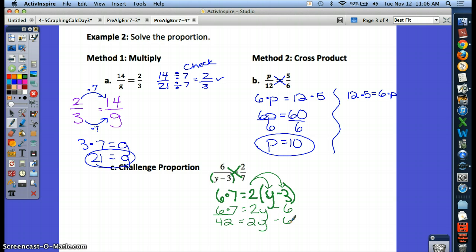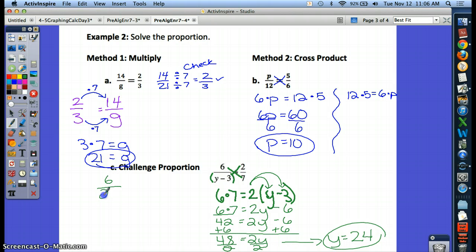Now you've definitely seen this. So go ahead and add 6 to both sides. And then divide by 2. So we undo that addition and subtraction first, and then the multiplication and division. So y equals 24. Remember, you can always plug that back in to check it.